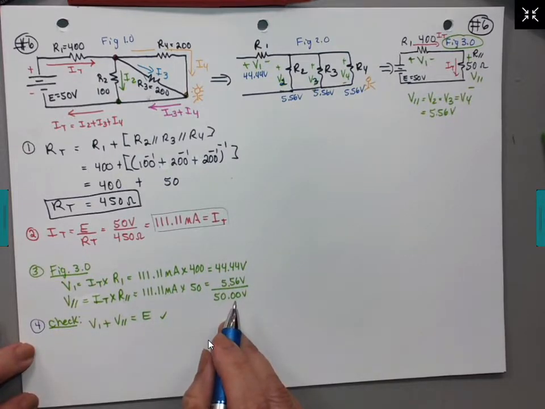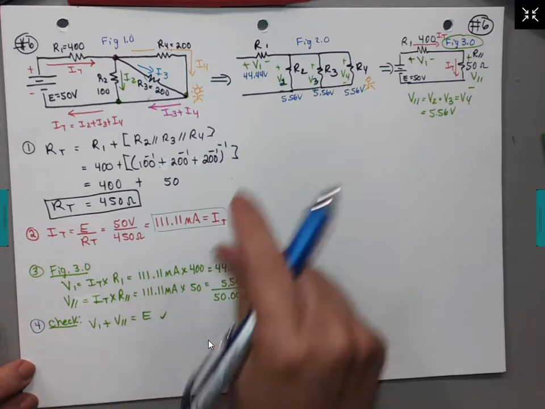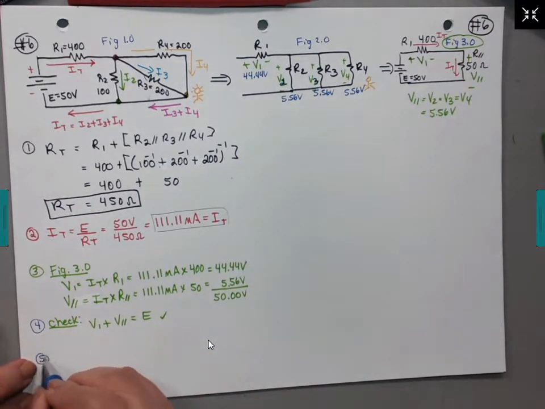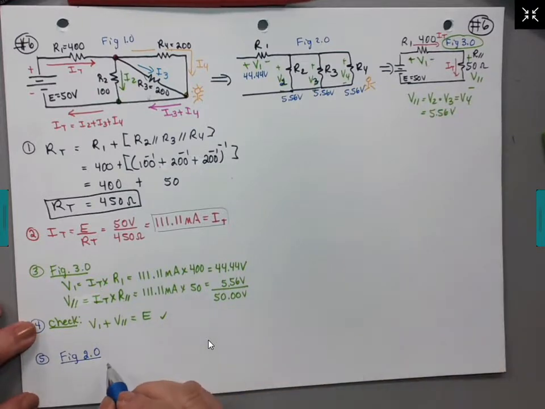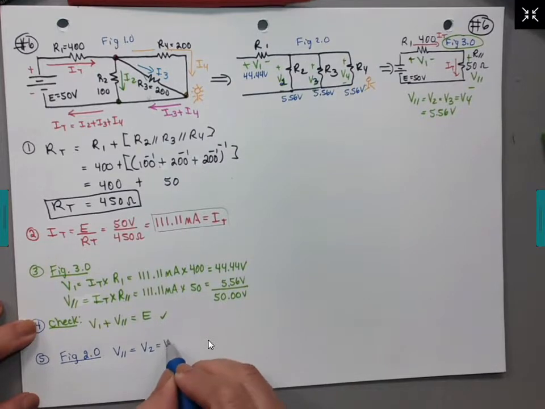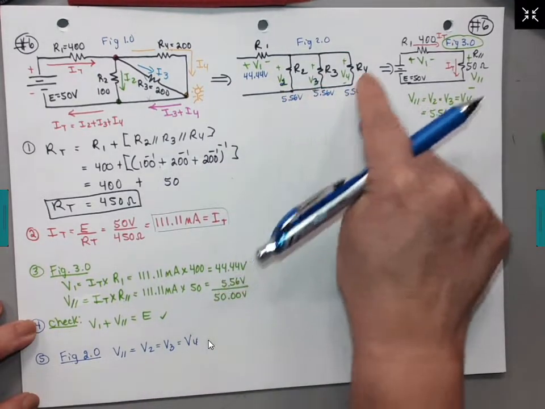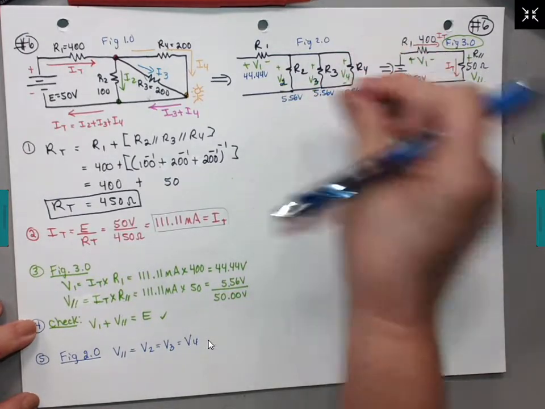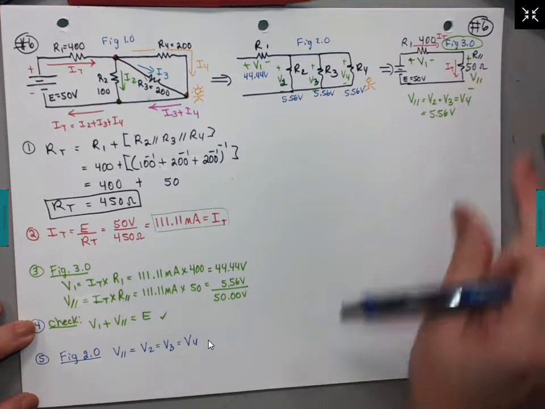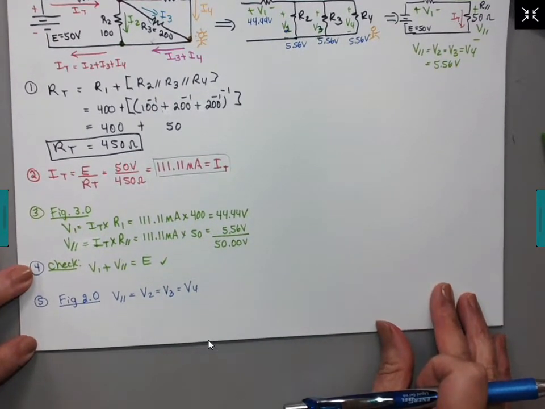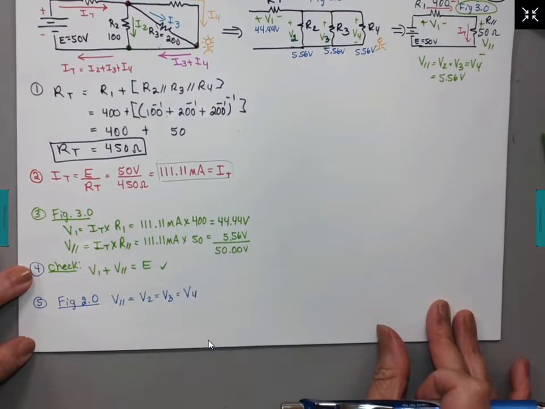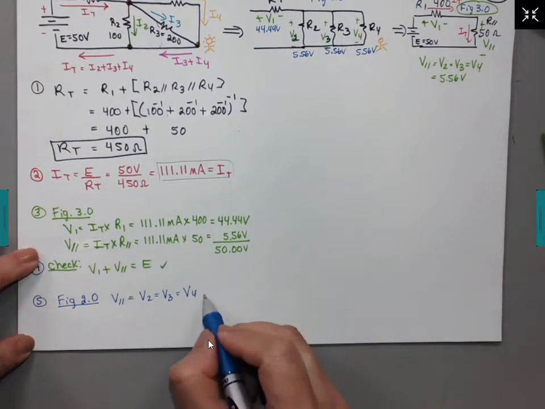We did. And number 5 is basically going to be, we're going to look at figure 2. And at figure 2, we brought the V parallel from figure 3, which is telling me that V parallel is equal to V2, V3, V4, because this portion got reduced to this 50 ohms. Yes? Is that better? More. There you go. Okay, good. Because we can't see that guy right there. Okay, very good.